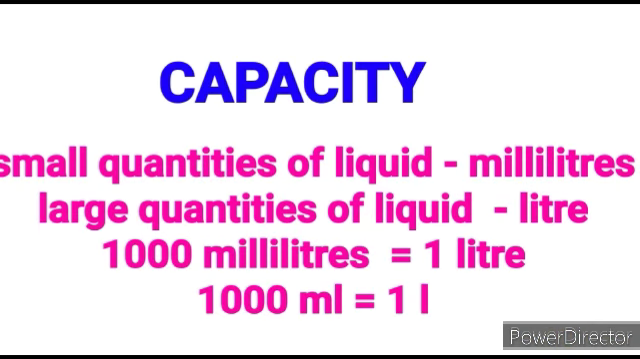The standard unit of capacity is liter and milliliter. Small quantities of liquid are measured in milliliters, and the larger quantities of liquid are measured in liters. For example, if you want to measure the medicine in tablespoon, it is measured in milliliters. If you want to measure the amount of water in a bucket, you may use liters. 1000 milliliters is equal to 1 liter.